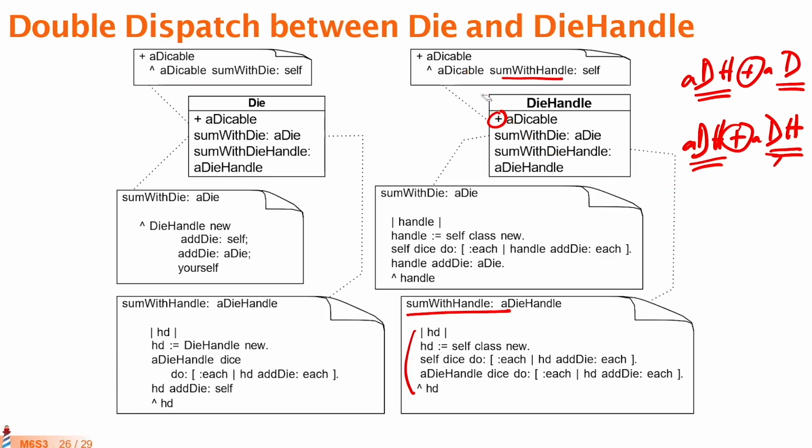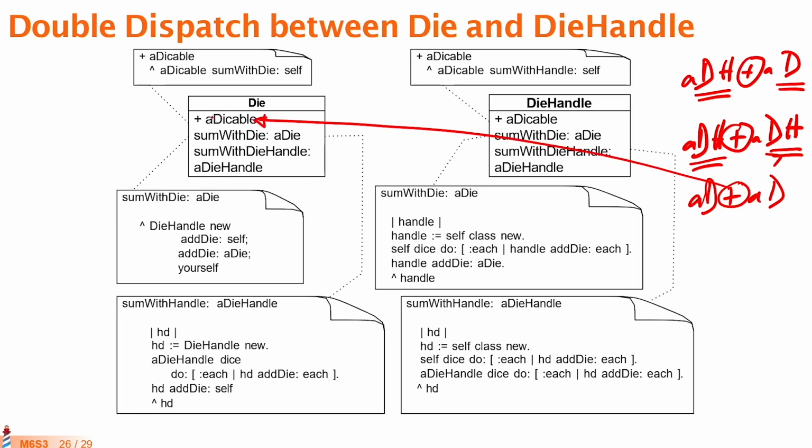Now let's continue. Imagine that we have a die plus a die. If I have a die plus a die, the plus is which one? This is this one. So it will select this one. I will look. So this is the method. I know that this is a die, the argument here. So that will be sumWithDie on a die. This is this method.